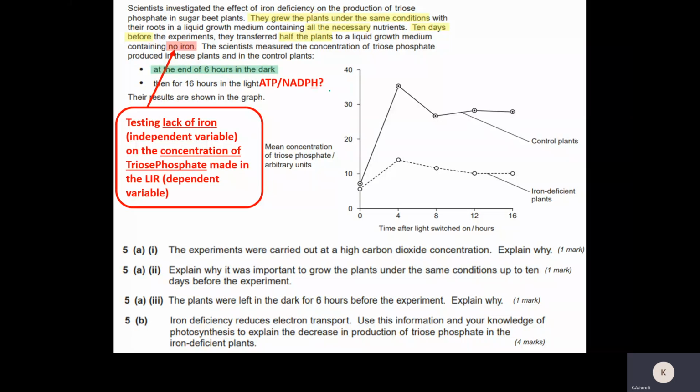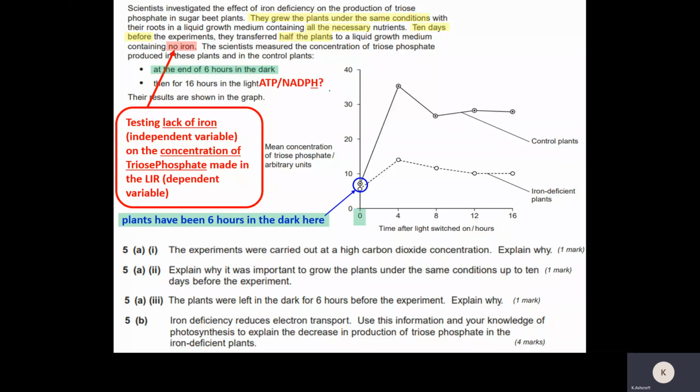So when they switch the light on after the 6 hours in the dark, that is time point 0. So time point 0 on the x-axis is when they switch the light on and they leave it on for 16 hours. Now, what you should be getting in the habit of doing is circling the data and using the data off the graph or a table if a table is given.